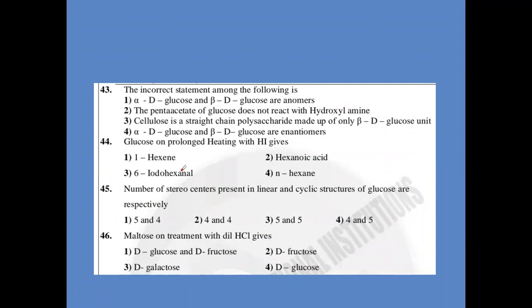Next case, check it here. What is it? The incorrect statement among the following. So now, first one here: alpha-D-glucose and beta-D-glucose are anomers. They ask for the incorrect statement, remember. So this is correct: anomers. Both are what? Anomers. Alpha form and beta form of glucose together are called anomers, or anomers to each other. It is a correct statement, so they ask for the incorrect statement here.